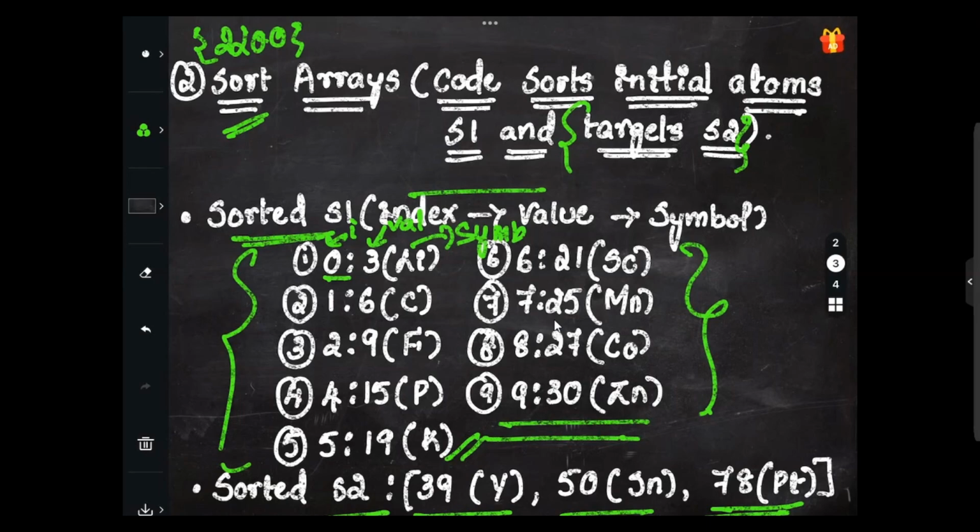Now we have got the sorted S1 and sorted S2. We have successfully sorted this one. First step is clear. I hope the first step and the second step are completely clear, right? So we are going with index, value and symbol for S1 and S2, the same thing. So this is nothing but the target S2, right?